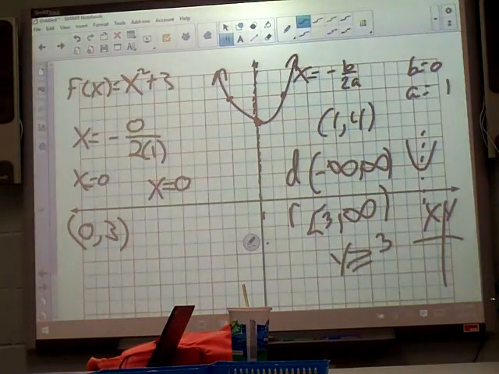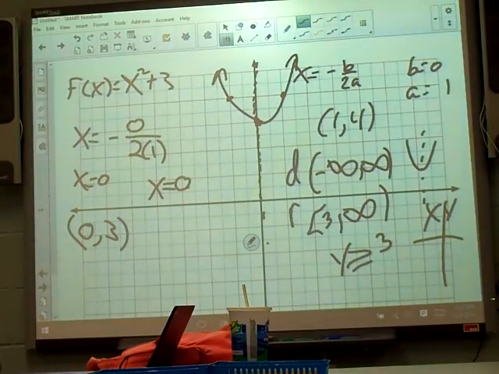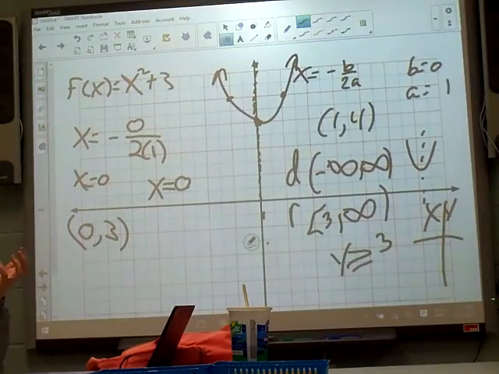Woo! Graph, check. Vertex, check. Axis of symmetry, check. Domain, check. Range, check.